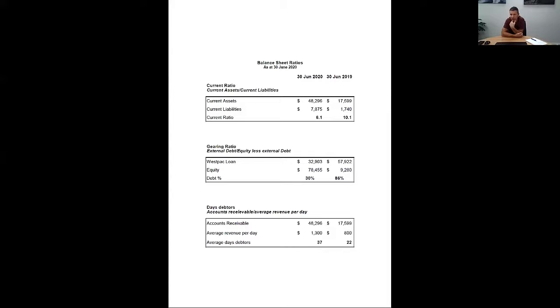So you can see an example I've put up there that the current ratio is very strong at 6 in the 2020 year and 10.1 in the 2019 year. So that's quite a good little litmus test just to look at what the balance sheet tells you there.